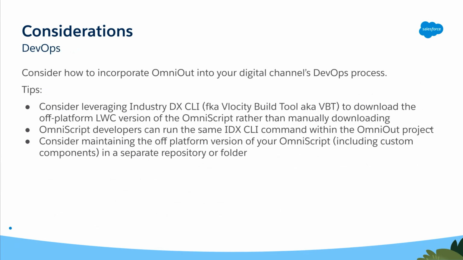The DevOps process is very important, and as I said, you can use the Industries DX, formerly known as the Velocity build tools, to download the off-platform LWC. You can set that up within your local application folder, so you can just run a command and we'll download it for you and place it in the correct folder. So you don't have to go into the org each and every time to download your Lightning Web Component.